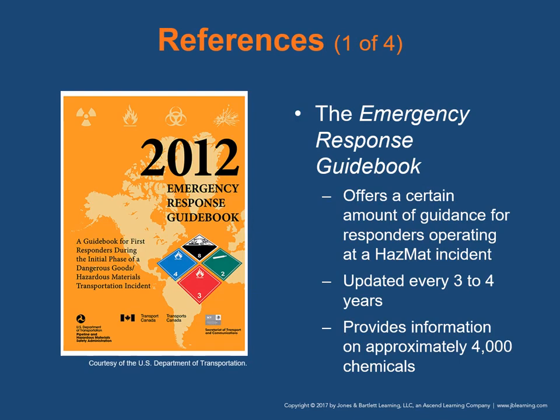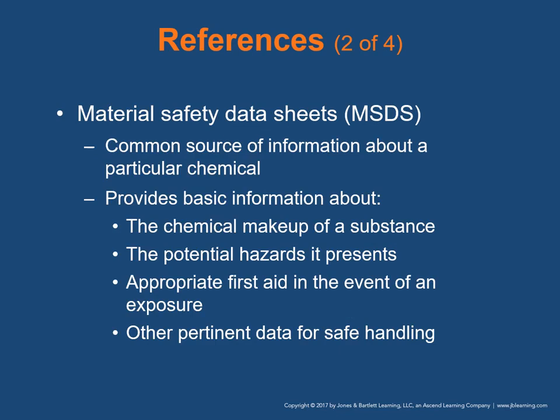Now let's talk about reference material. This is a picture of the Emergency Response Guidebook. This offers a certain amount of guidance for responders operating at a hazmat incident. It's updated every 3 to 4 years. It provides information on approximately 4,000 chemicals. You may also encounter material safety data sheets.